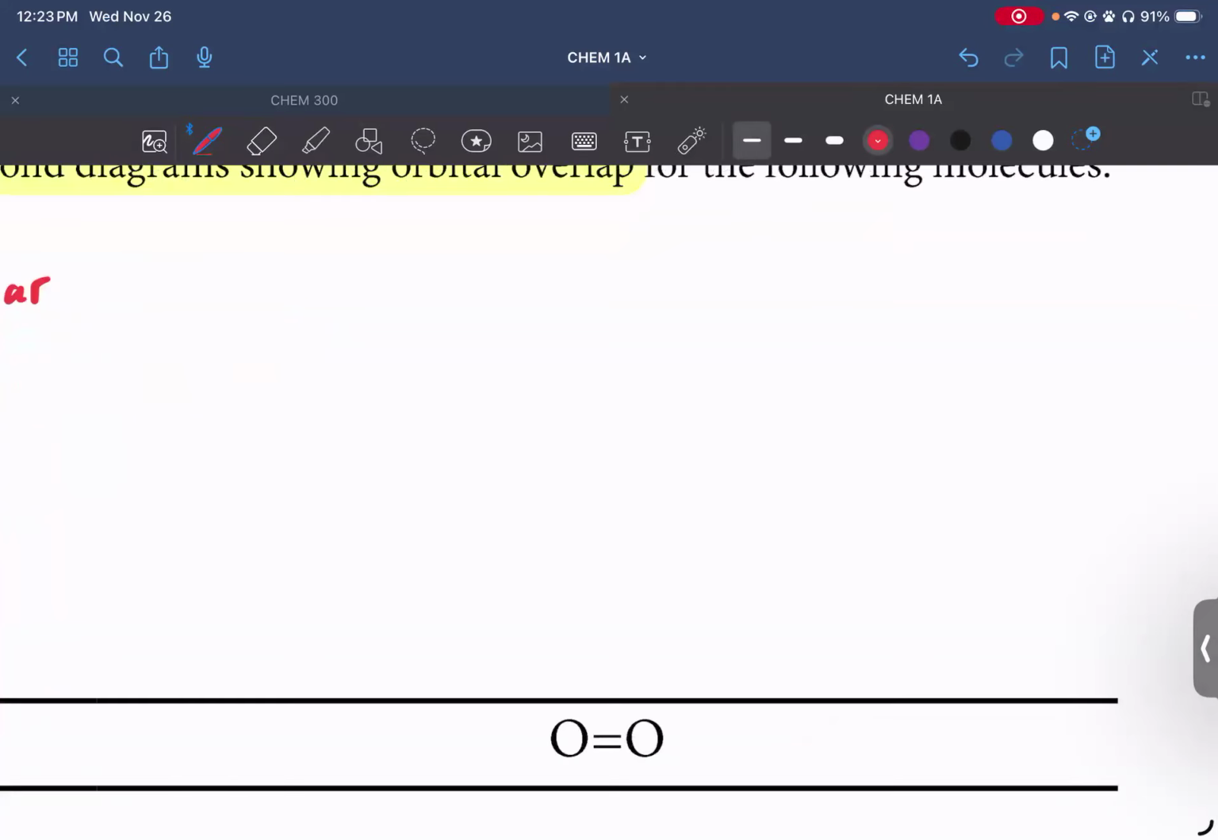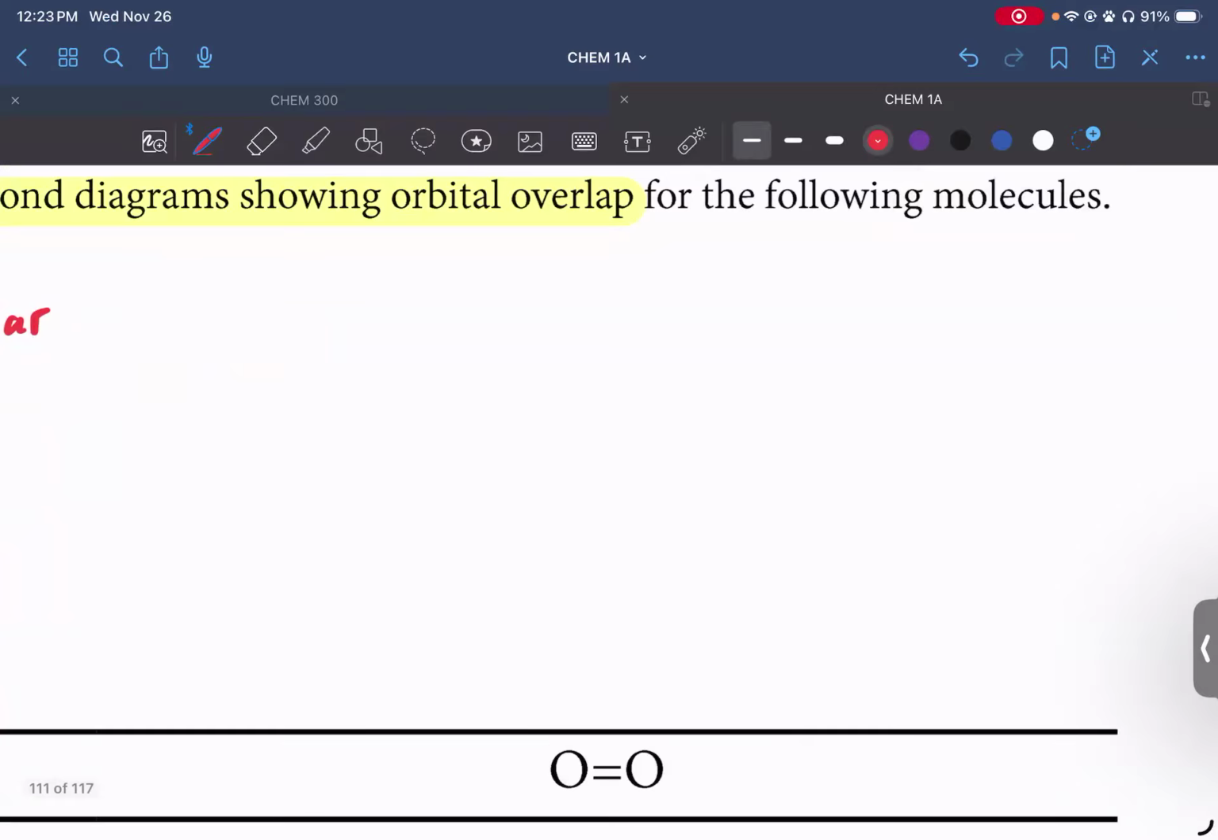Let's try O2 over here on the right. O2 consists of a sigma plus pi bond. And hopefully we already know, of course, that the valence orbital in both oxygens is a p orbital. So we need to show the p orbitals sigma bonding as well as pi bonding.